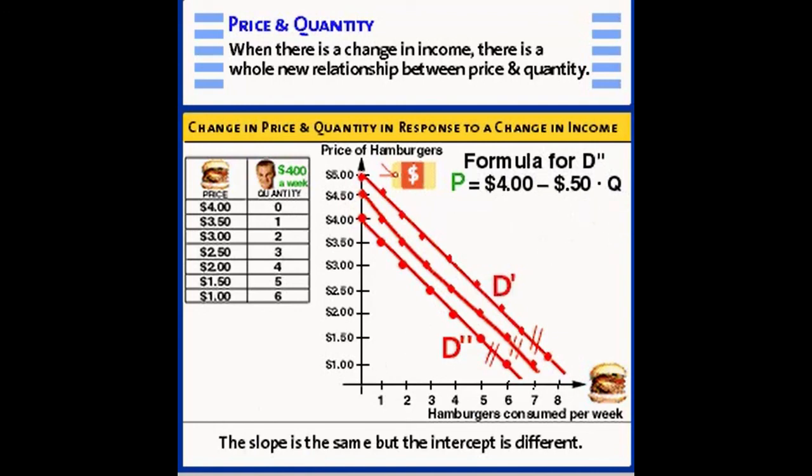The first curve is the one that's in the middle with an intercept of 450. The second curve is this one right here with a higher intercept. And the third curve is the one with the lower intercept. Each of these 3 is a relationship between price and quantity for Bob. The difference is in the income. And when the income changes, we get a whole new relationship between price and quantity.